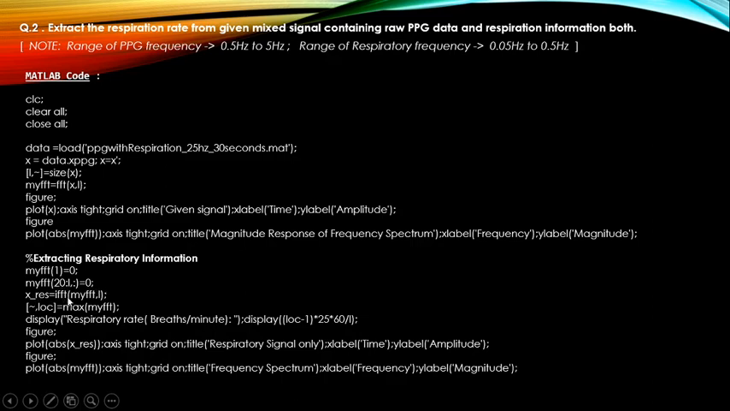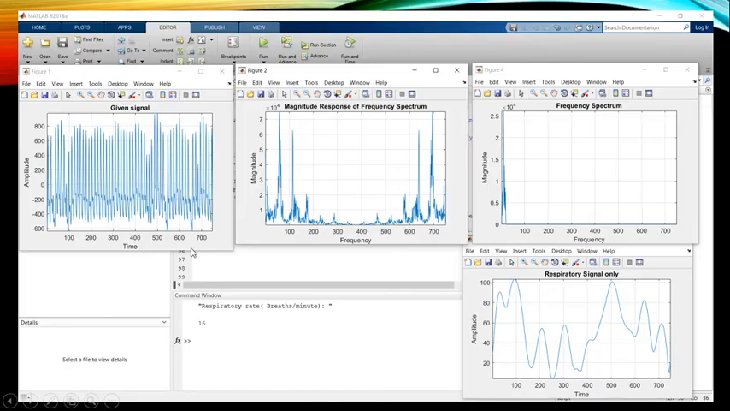The result is equal to the IFFT of my FFT. The maximum value is taken out, and then we display the rate, that is the respiratory rate, which should be equal to location minus 1 times 25 times 60 by I. That is accordingly what we are doing the plots for. So these are going to be the plots.